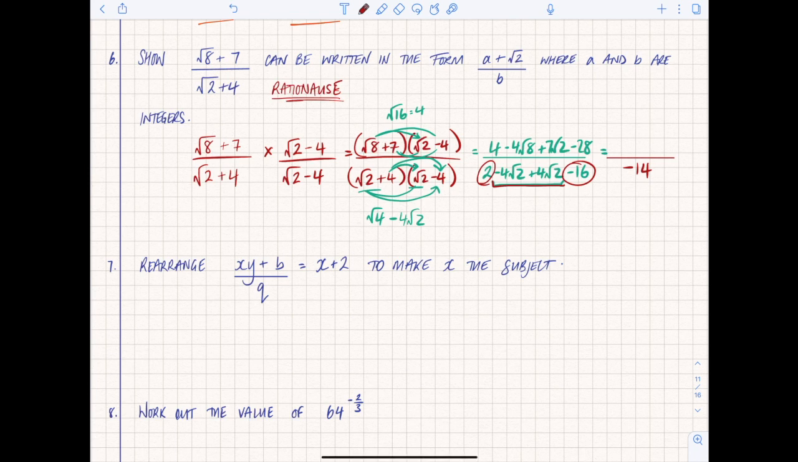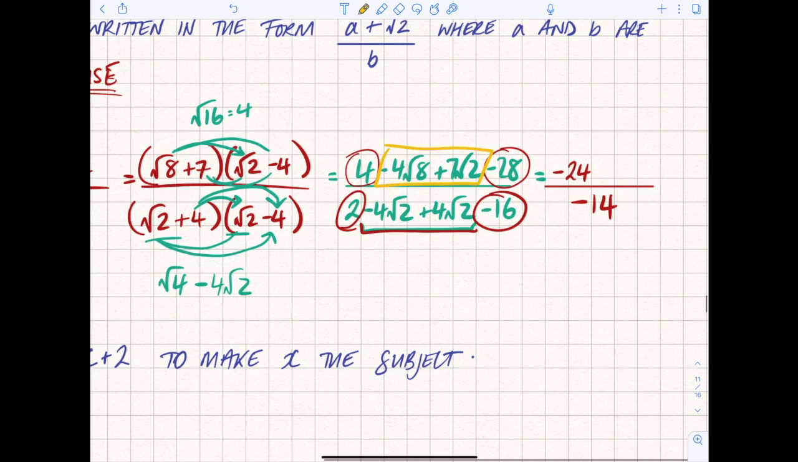Then we need to tidy this top up. Well, we can work with the numbers. 4 minus 28 would give me minus 24 straight away. But I've got a problem here in the fact that this is a root 8 and this is a root 2. I'm just going to zoom in so you can see it.